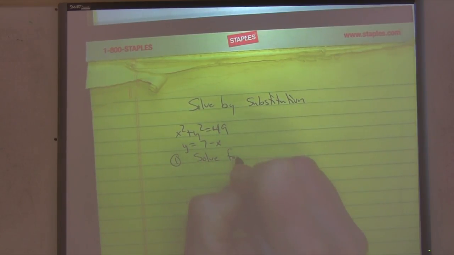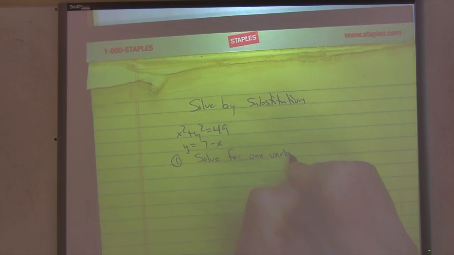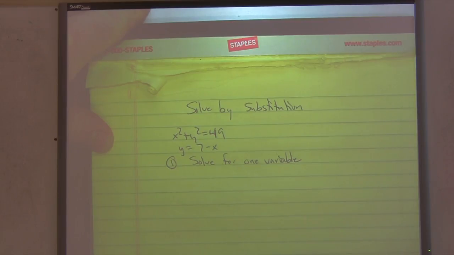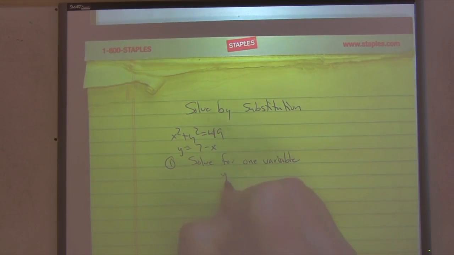solve for one variable. Okay? So we solve for one variable. It just means you want to get one variable by itself. In this case, you should always not do the x squareds or the y squareds. Always do just an x or y. So in this case, y is already by itself. So we've got that done.